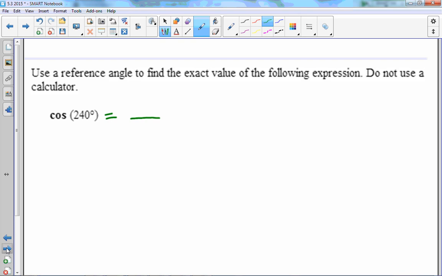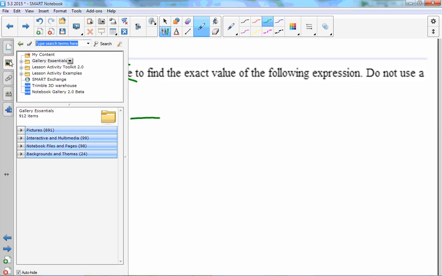We're not going to use a reference angle. Reference angles are for losers. I use this, and I live and die by the unit circle. I tried reference angles one year. Total flop. Could not do it. All right, so you go to 240. Let me bring my unit circle in here.